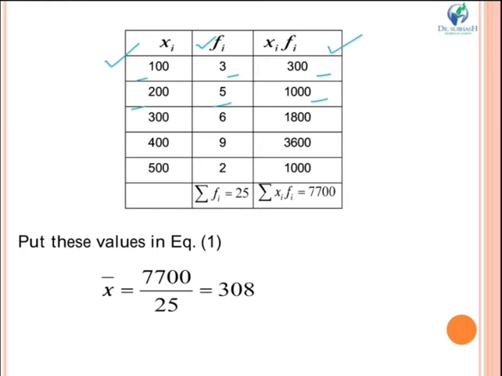So on adding all the terms of fi, we get our sum as 25. And on adding all the terms of xi fi, we get 7700. Now we'll put these values in equation 1. Our equation was x bar equal to sigma xi fi upon sigma fi. So sigma xi fi is 7700 and sigma fi is 25. On dividing this, we get our mean as 308. So this is our final required answer.